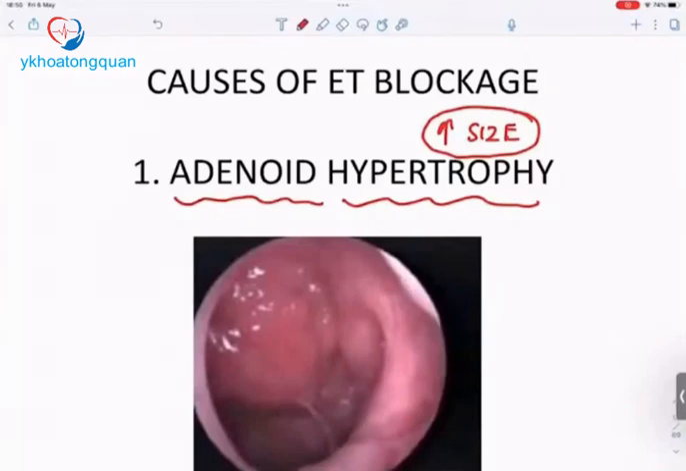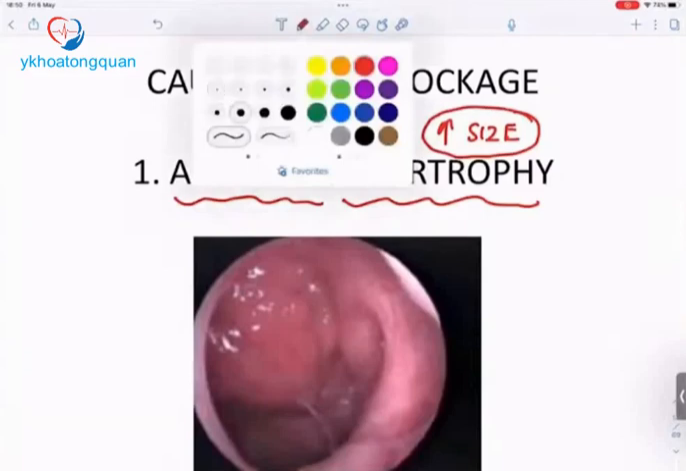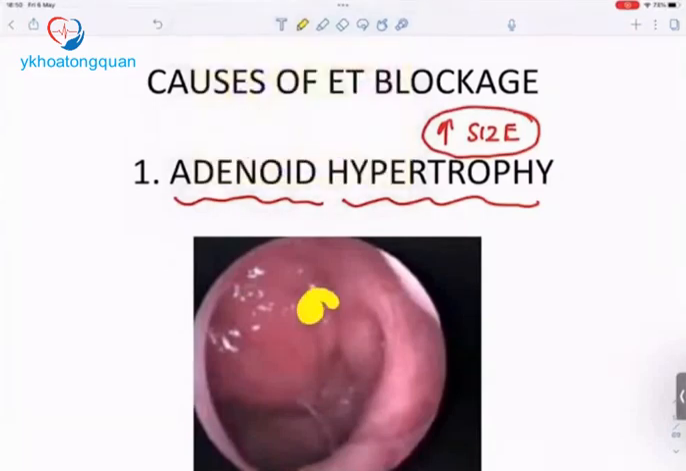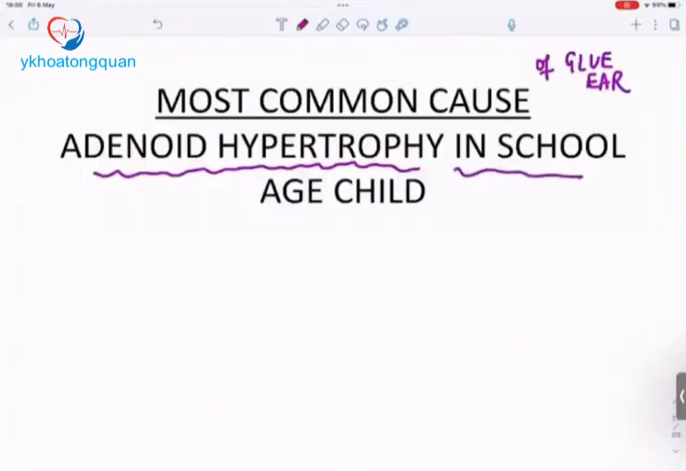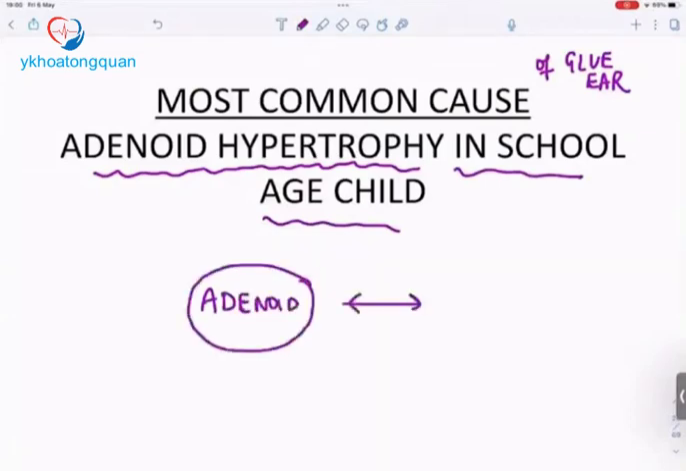And my dear friends, you know that I am expecting this adenoid to increase. Picture one, picture number two, okay? And which picture is a picture in a school age child? So adenoid is married to glue ear.